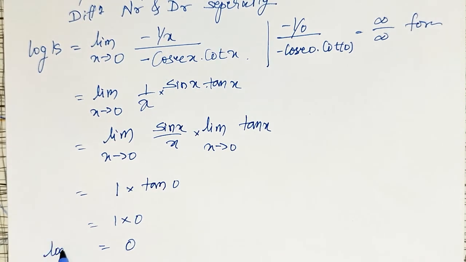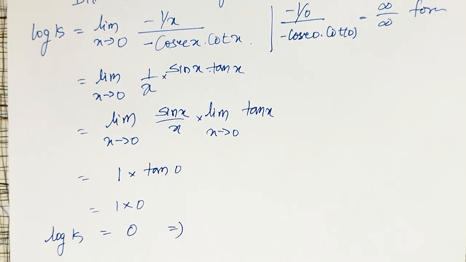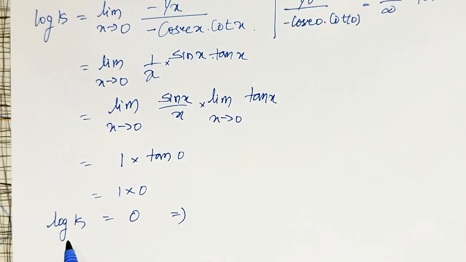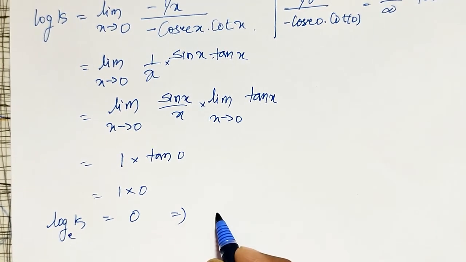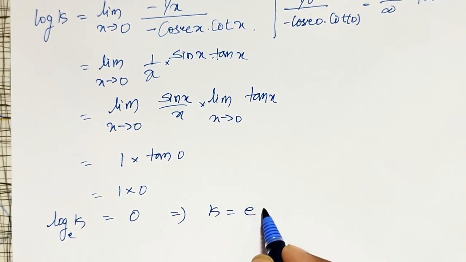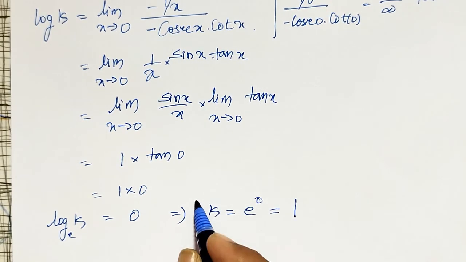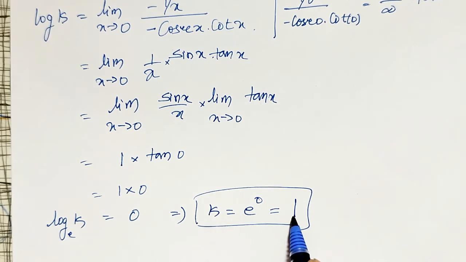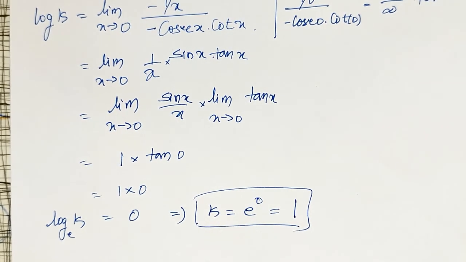Therefore, my log k value is 0, but I have chosen log to the base e, which implies k must be equal to e to the power 0, which is equal to 1. K is equal to 1. Therefore, the limiting value of this is equal to 1.